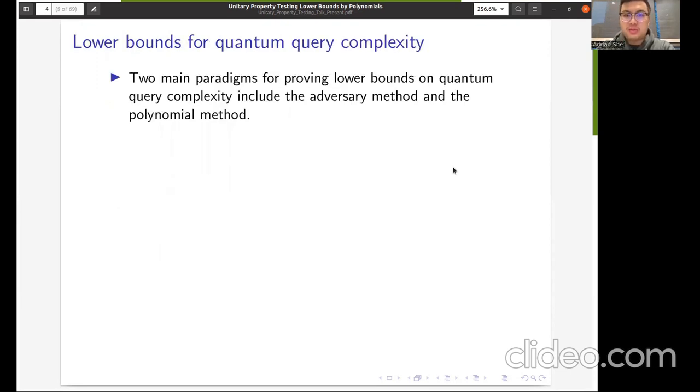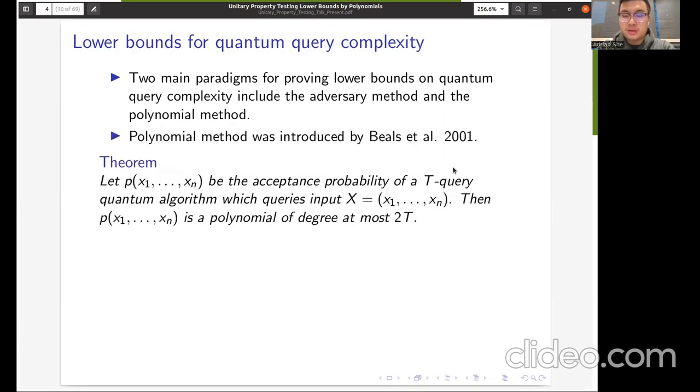There have been two main paradigms for proving lower bounds of quantum query complexity, namely the adversary method and the polynomial method. And we'll be focusing on the polynomial method in this talk. The polynomial method was introduced in a paper by Beals and others in 2001, and it states the following observation: given P, which is the acceptance probability of a T-query quantum algorithm on a particular input x, then P can be expressed as a polynomial of degree at most 2T, which is not too much greater than the original query complexity.